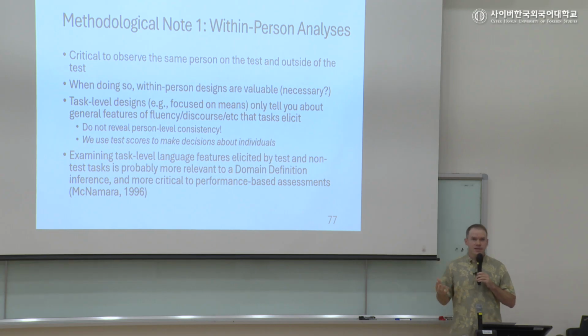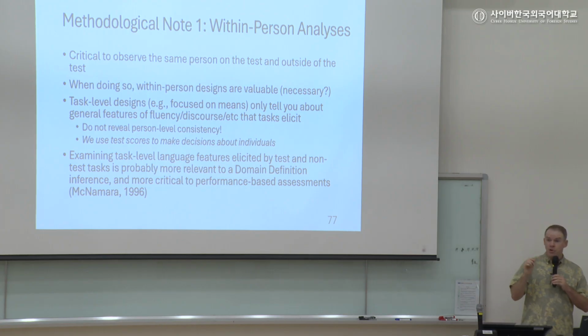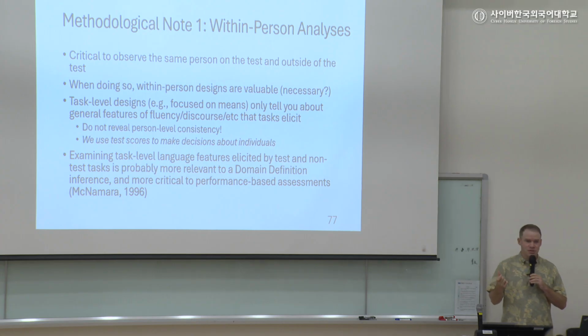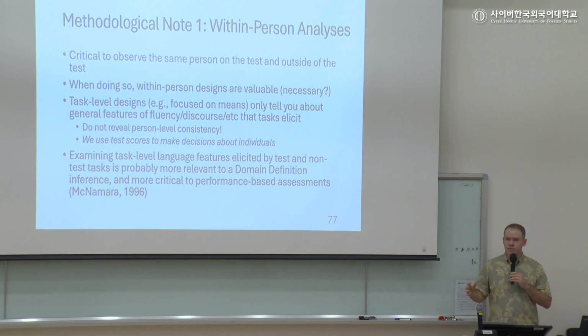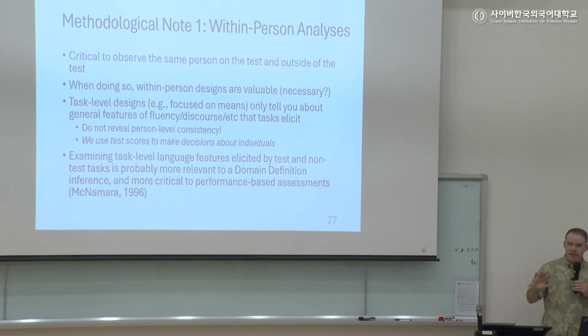Those kind of results tell us about task differences. They don't tell us about a person, and the person is who we make decisions about when we use test scores in the real world. It doesn't tell us whether the person exhibits similar relative levels of performance across the domains. Okay. So that to me, I think is an important methodological note. We always see this with the score-based comparisons, right?